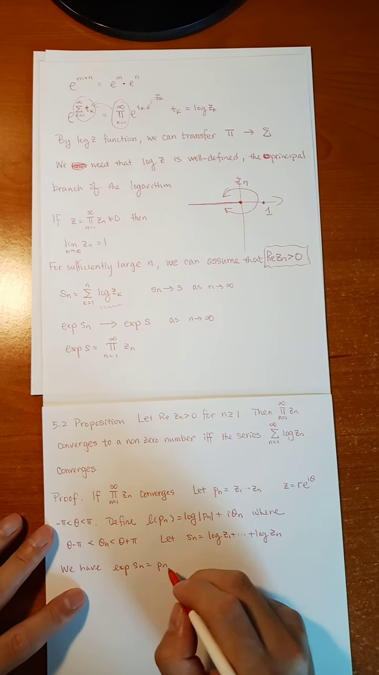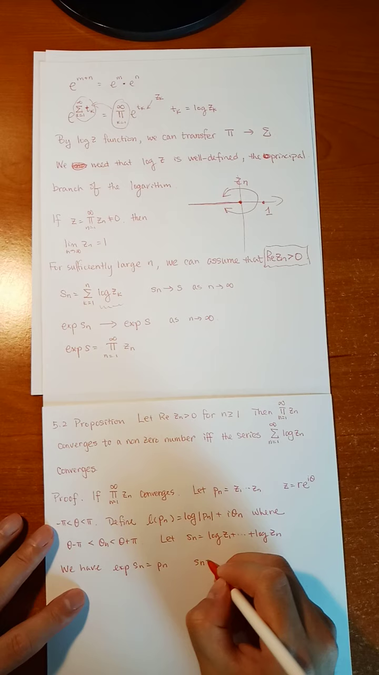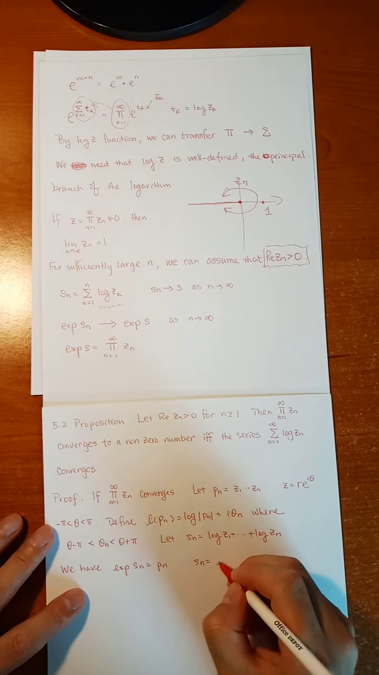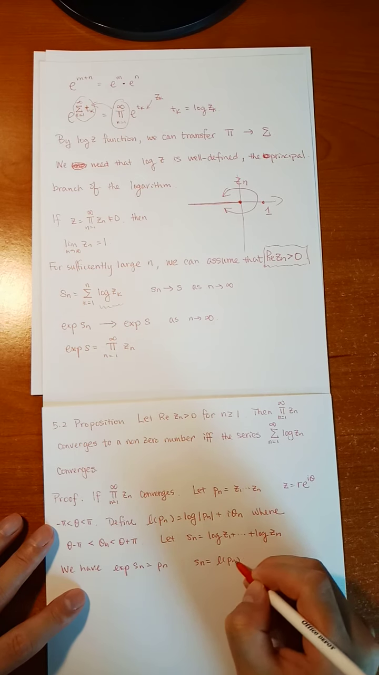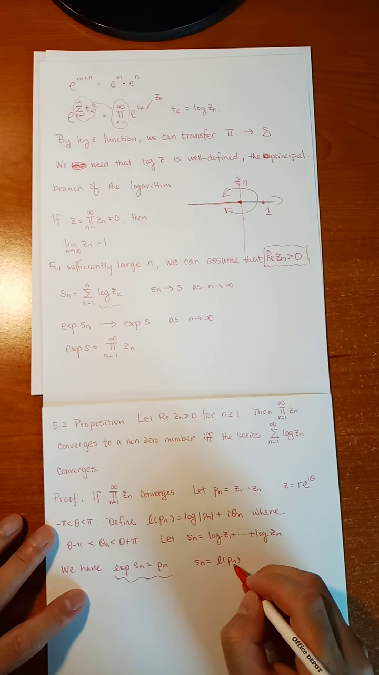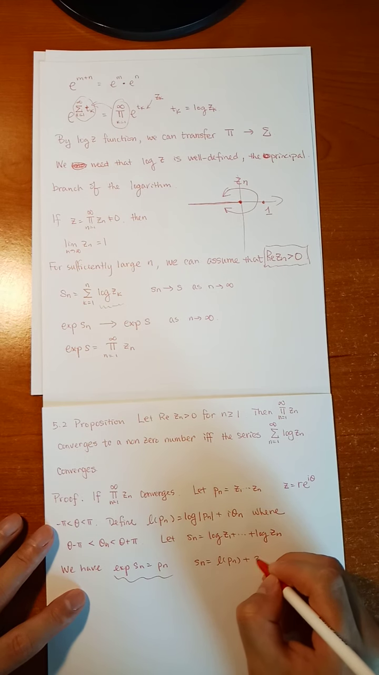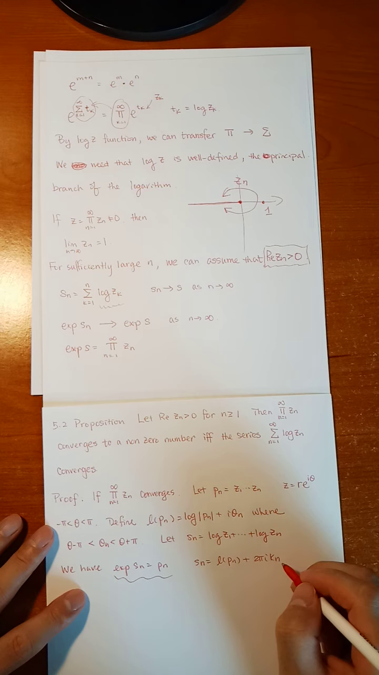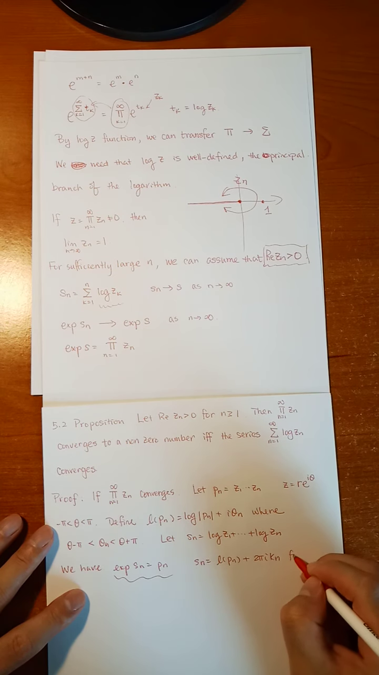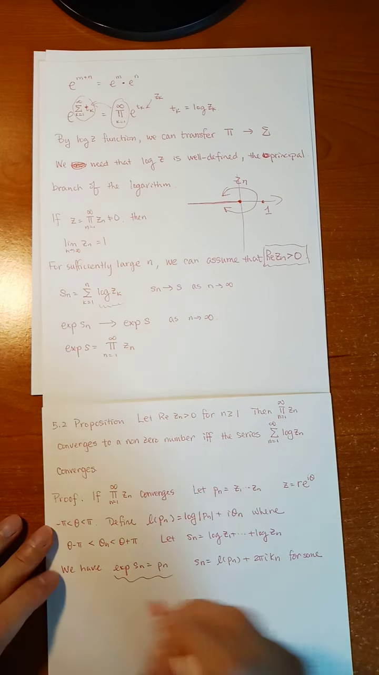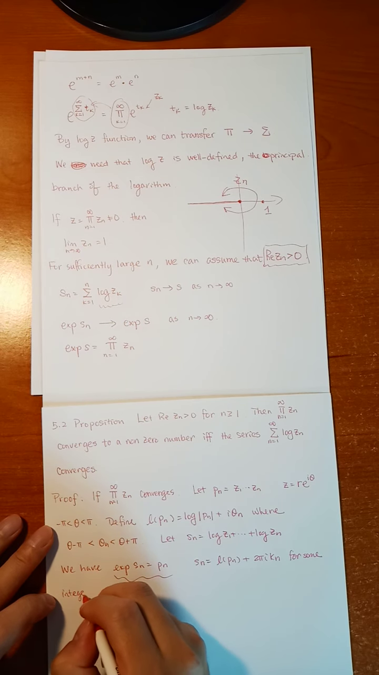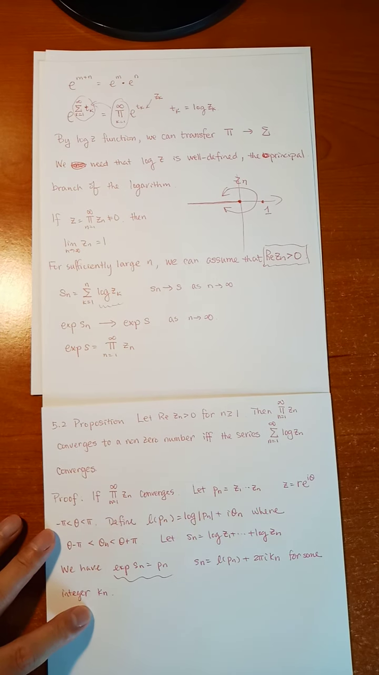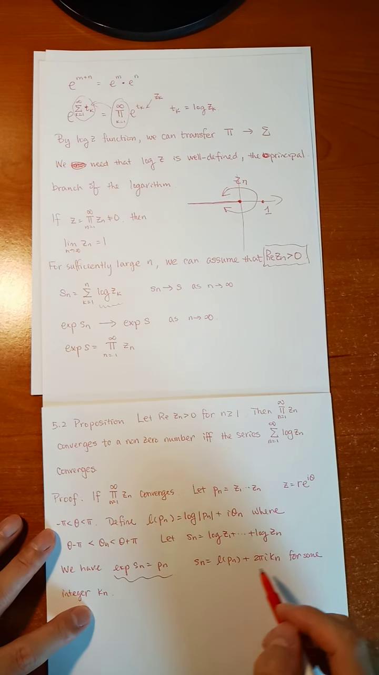Okay, then what is Sn? Sn, you can write it as a sum, but if you write it as one term, it's L of Pn plus 2 pi i k sub n for some integer k sub n. Okay, what is this? How do we get this?